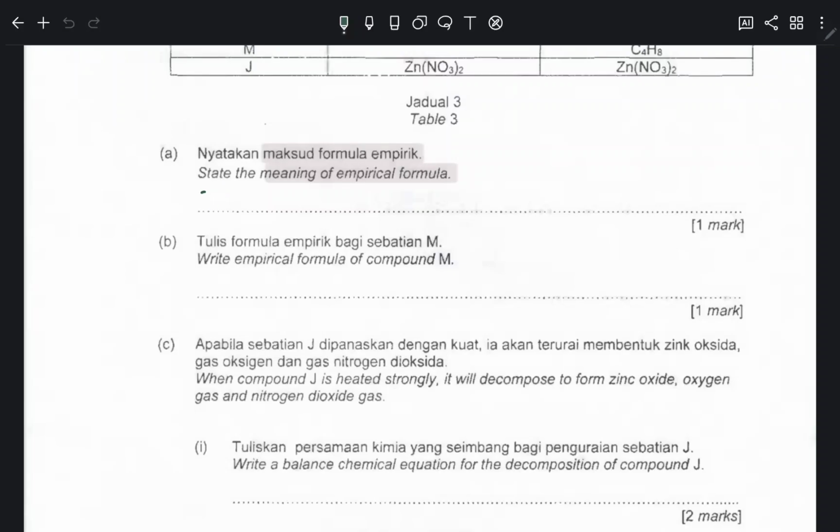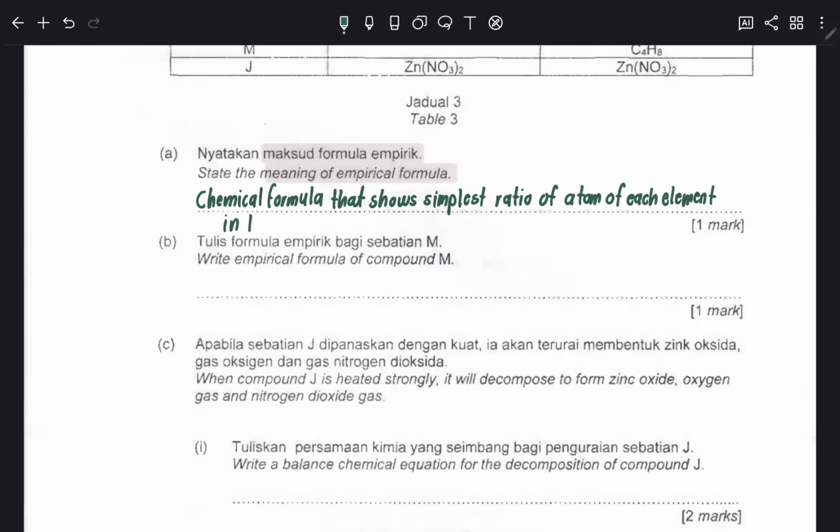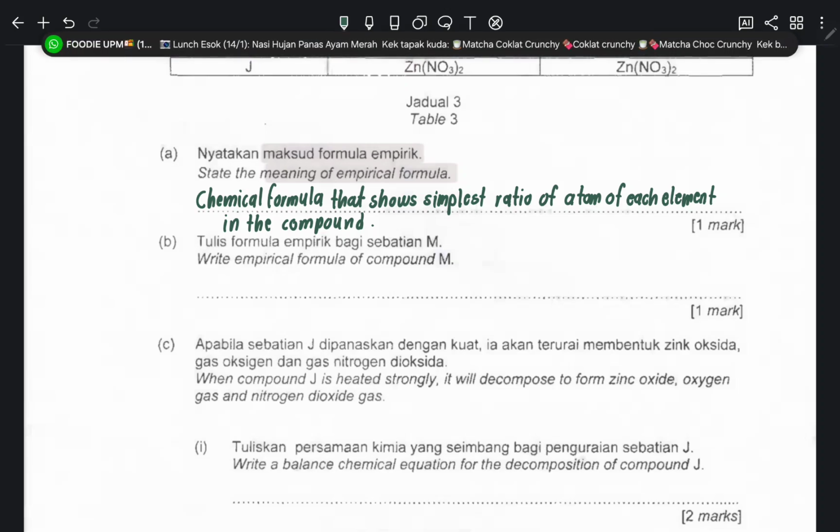Okay, so the empirical formula means that chemical formula that shows simplest ratio of atom of each element in the compound. Okay, so this is your final answer. This is how your answer should be. So you get your 1 mark.